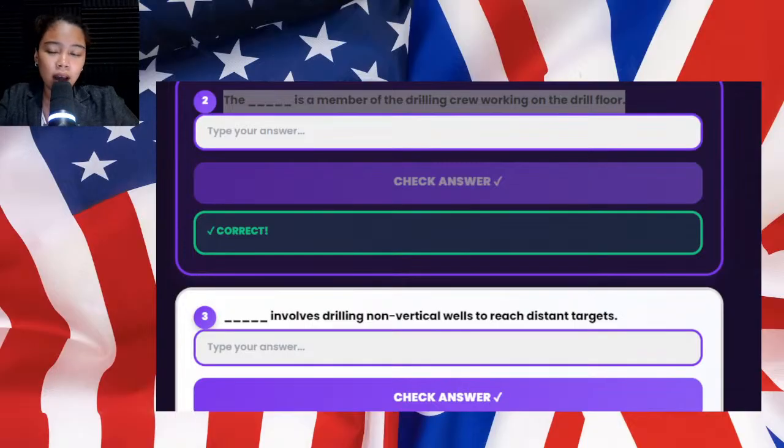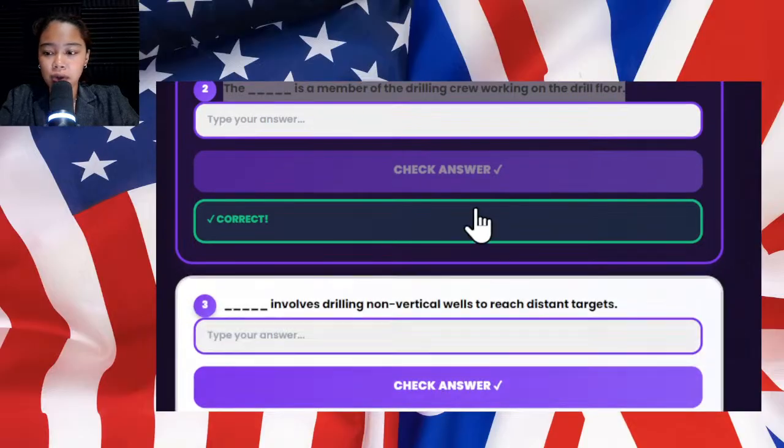That is why I already mentioned during my discussion that, despite being an entry-level position, the average salary for a roughneck is already high, because it tries to be equal with how physically demanding the job is. It compensates for that physical labor. So again, our answer for number two is roughneck.